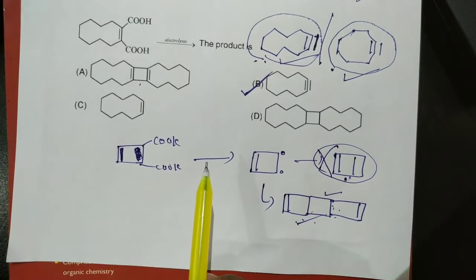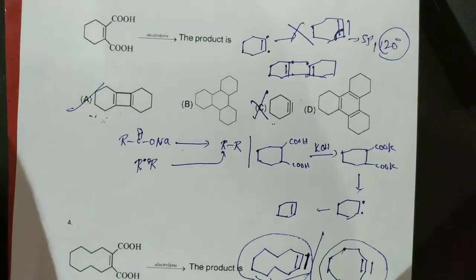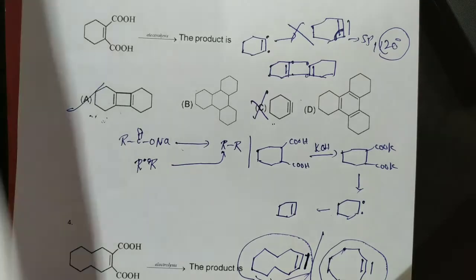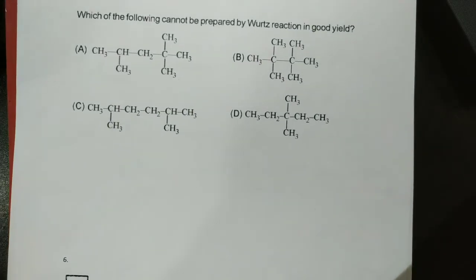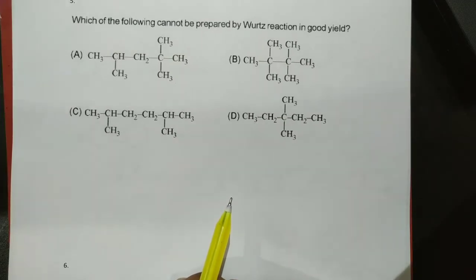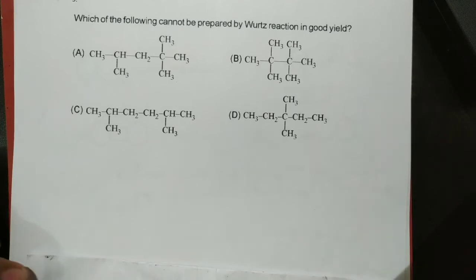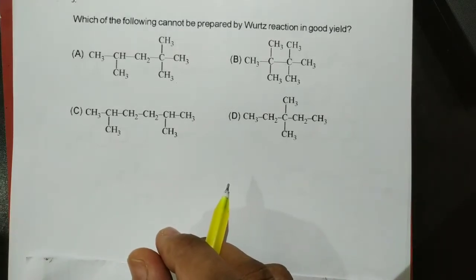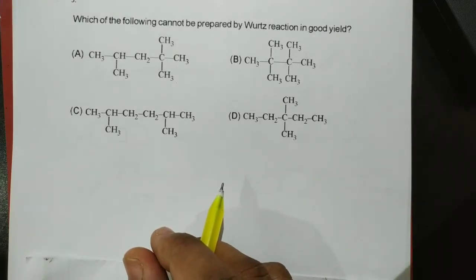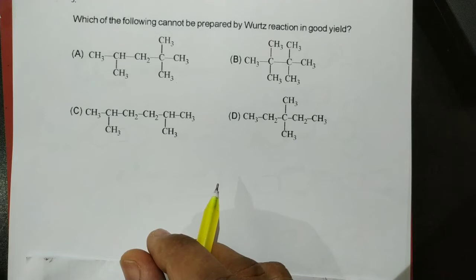Okay, that's it. And next, let us discuss one more question. Which of the following cannot be prepared by Wurtz reaction in good yield? To prepare a product in a Wurtz reaction, note that the Wurtz reaction is not suitable for tertiary halides, and it is suitable for the preparation of alkanes with a more symmetric structure, because in the Wurtz reaction it is a combination of two alkyl halides.